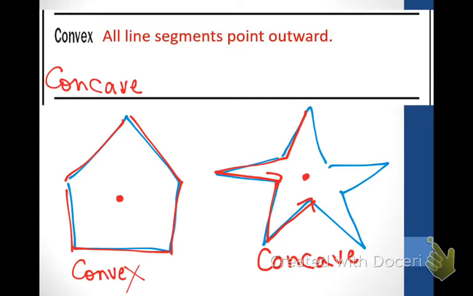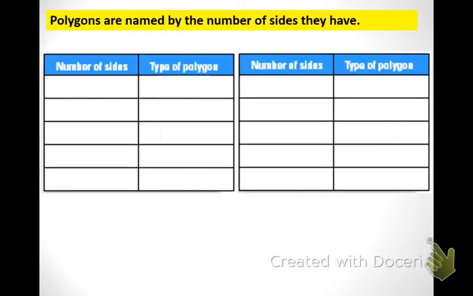So you'll see that. We'll move on to the chart. Polygons are named by the number of sides they have. What you learn in this chart will be on your midterm. That's how important these things are. You actually know a lot of them.